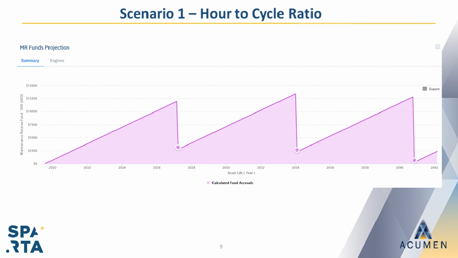Clicking the Analyze MR Cash Flow button shows the MR funds projection over the engine's life cycle. As we can see here, the reserves are accrued until each maintenance event, at which point they are drawn down from, reducing the overall balance. In this scenario, as we are charging the recommended maintenance reserve rate, the funds are always well funded.